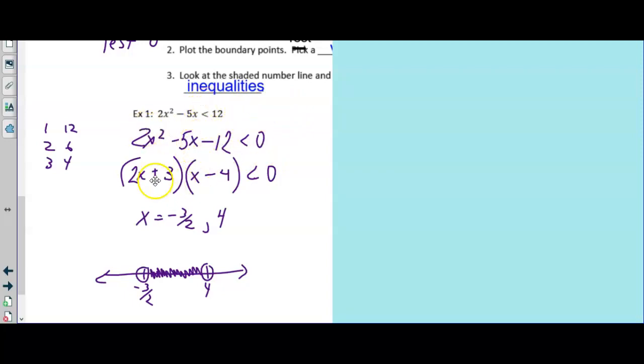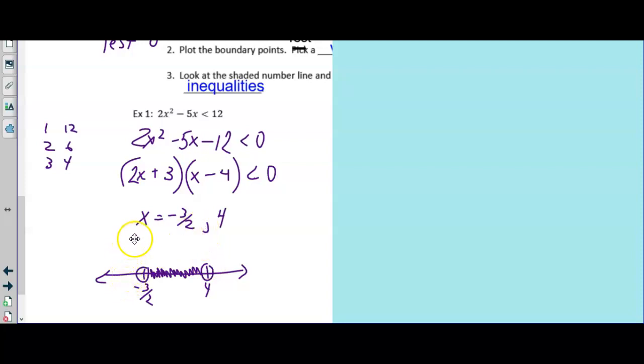This is a good time to pause. Don't just write these down. Try to factor it yourself and see that it does, in fact, come out to these 2 factors. Solving it means set each one equal to 0, so I get negative 3/2 and positive 4. Those are not the answers to the problem. Those are just the boundaries to the inequality. So negative 3/2, positive 4 are my lower and upper boundaries. Always put the lower number first, like I mentioned before.